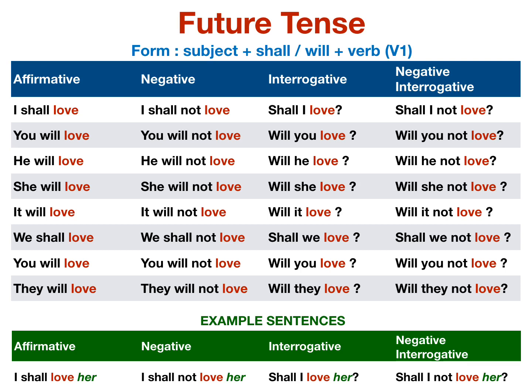It will love. It will not love. Will it love? Will it not love? We shall love. We shall not love. Shall we love? Shall we not love? They will love. They will not love. Will they love? Will they not love? Example sentences. I shall love her. I shall not love her. Shall I love her? Shall I not love her?